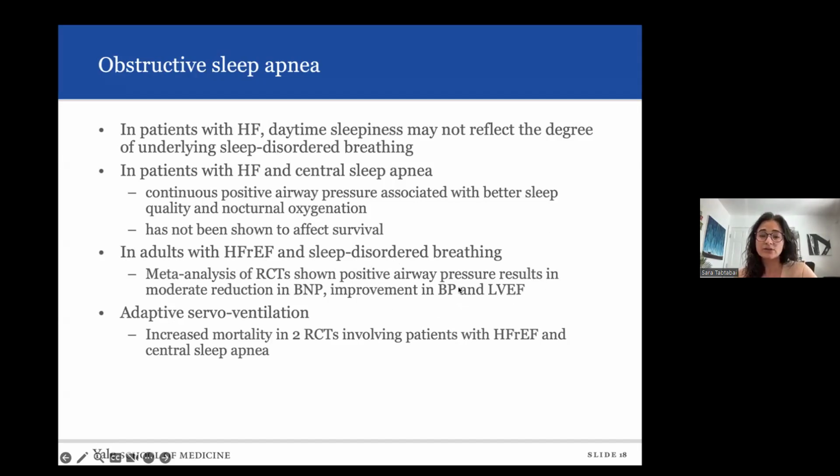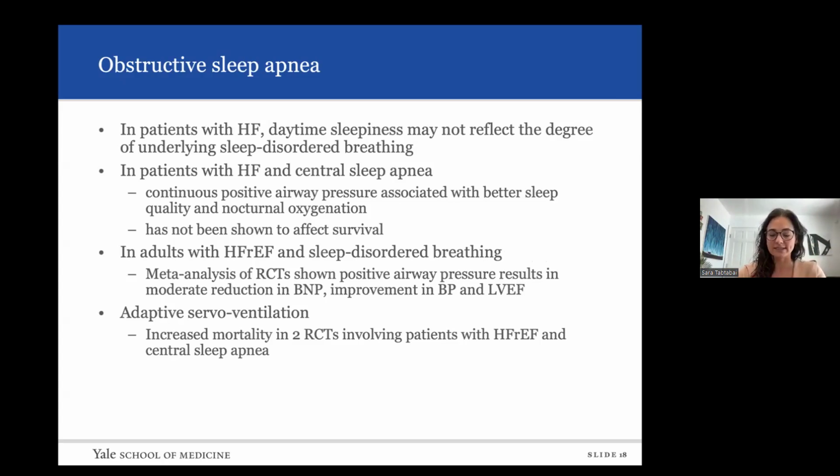And anecdotally, I do think it leads to responsiveness to diuretics. So we'll see that sometimes patients admitted with volume overload, when they're adherent to their CPAP machine, tend to have better response to diuretics. But there's not a lot of data supporting that.